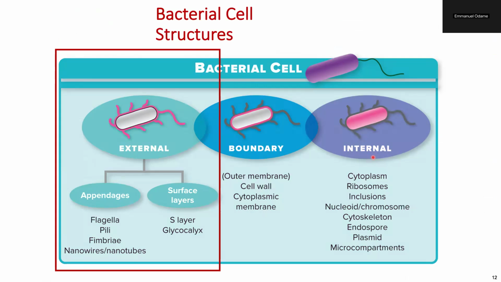The first structures we want to talk about are the external structures, which are basically the appendages, made up of flagella, pili, and fimbriae, which we'll talk more about. They also have structures on their surface, such as an S layer or glycocalyx. We'll talk more about it. Ignore the other ones. We are only focusing on the appendages, the external ones, for the meantime.